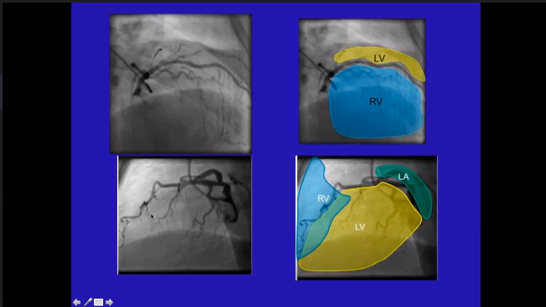Right? What is this view? Oh, sorry. What is this view?